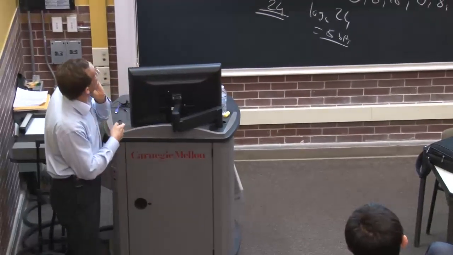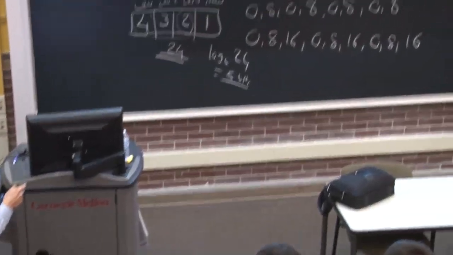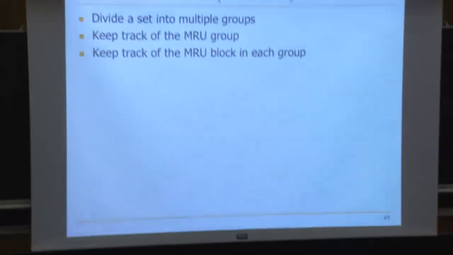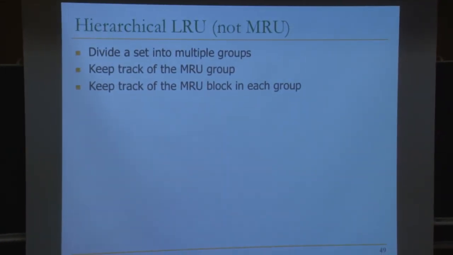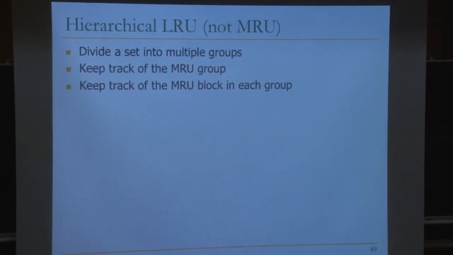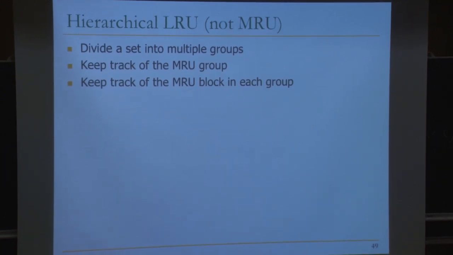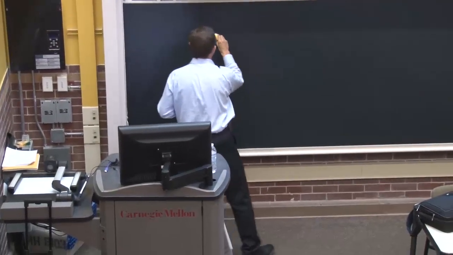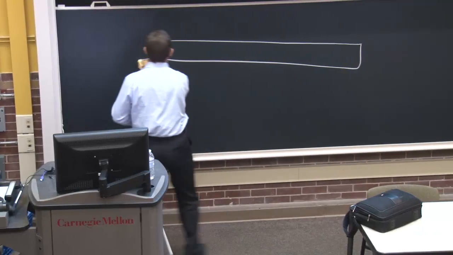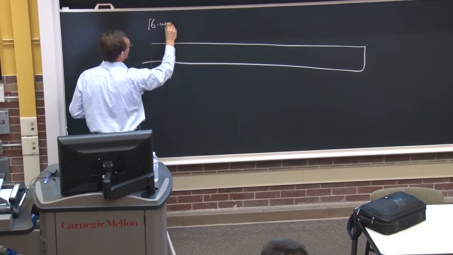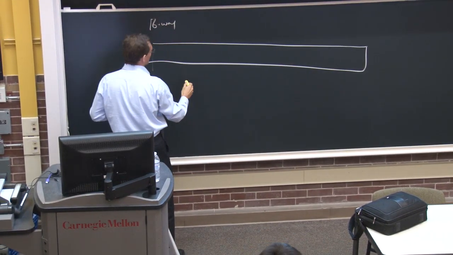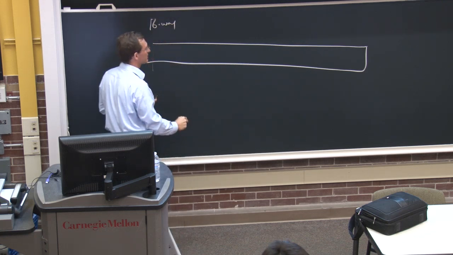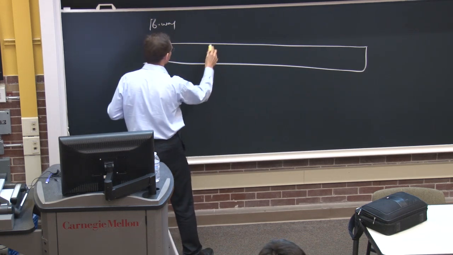Let's look at hierarchical MRU. Or I like calling this more hierarchical not MRU. Basically, the idea is to divide a set into multiple groups and keep track of the MRU group. And within each group, keep track of the MRU block. So if you have, let's say, a 16-way cache, this becomes more interesting as your ways increase. Actually, with a 4-way, it's very similar to LRU.